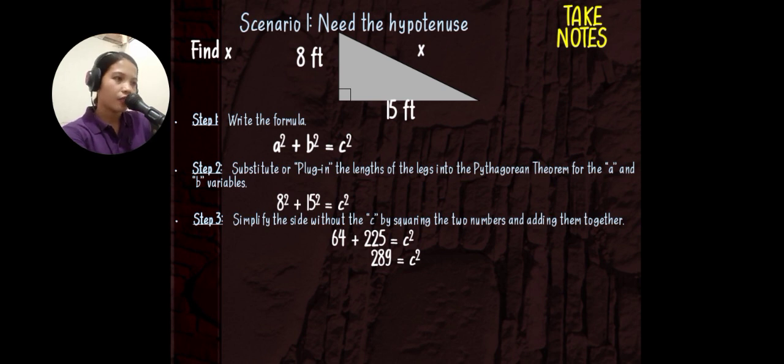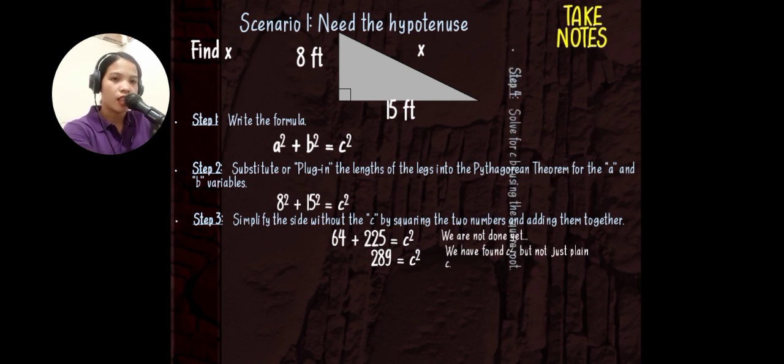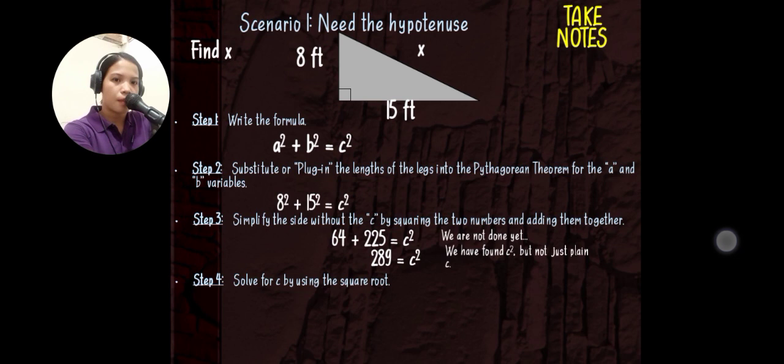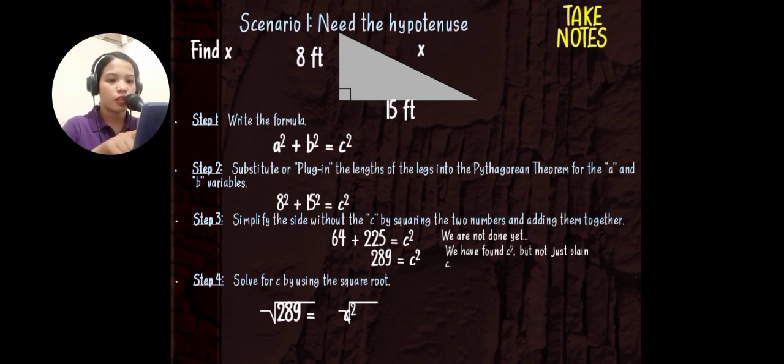Are we done yet? Correct, we are not done yet. We have found c squared but not just plain c. So we need to find the square root of 289. That's step 4. Try to input the square root of 289 in your scientific calculator or in your calculator.